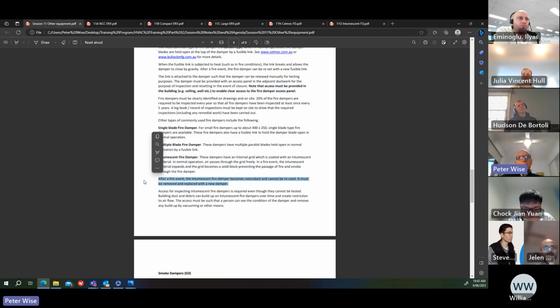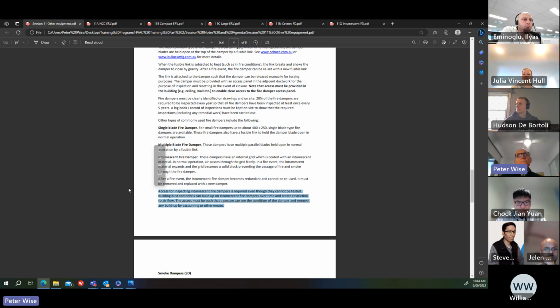So after a fire event, the intumescent fire damper becomes redundant and cannot be reused. So it must be removed and replaced with a new damper. Once again, if you've had a significant fire, you're probably going to pull everything out and start rebuilding. But in the event that that happens, you'd have to pull it out, which is not an easy thing to do.